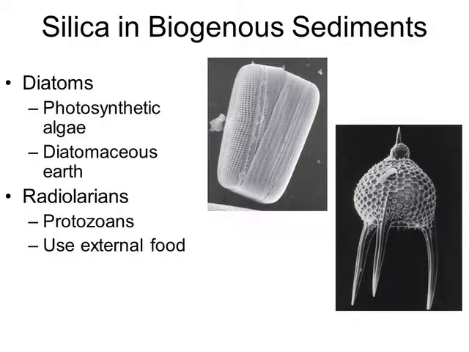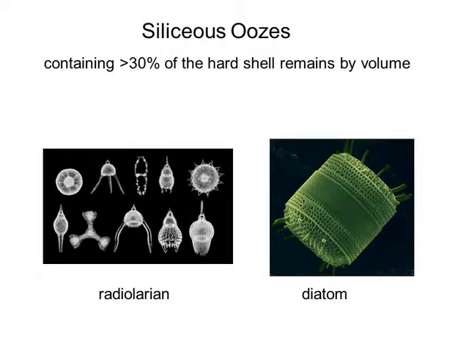Then you have radiolarians, which is the image on the right hand side there. Radiolarians are protozoans, which just means that they need to hunt for their food. They need to eat. They cannot photosynthesize. And they make really interesting structures. They typically will have a lot of spines and appendages on their shells. So again, siliceous, any sort of ooze needs to be greater than 30% by volume. It needs to be shells and not rocks.